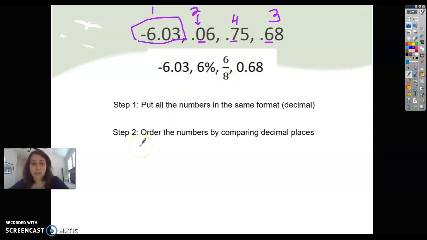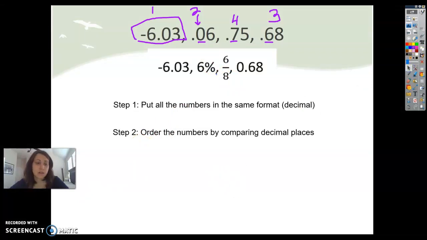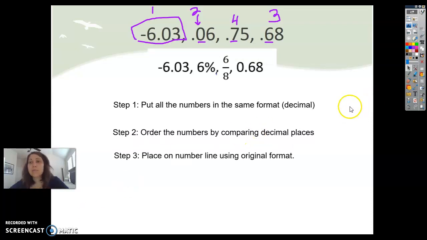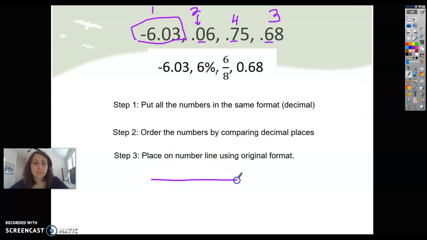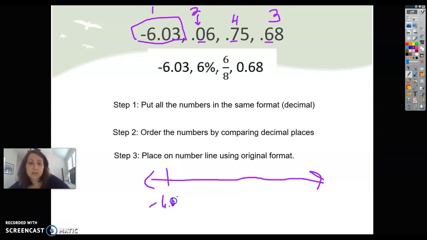So when I'm going to my next part here, I put them in the same order. I've compared their decimal places, and now I'm going to place them on the number line, but I'm going to have to use that original format. So here's a number line. I'll make it a little bigger. The smallest one we already said was -6.03. The second smallest would be 0.06. And if I make this 0, my number line is not going to be to scale. 0.06 is super tiny. That's going to be like right here.